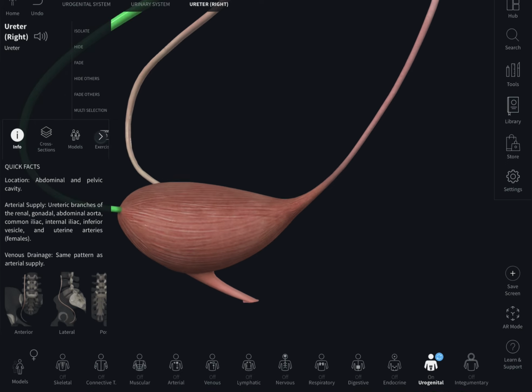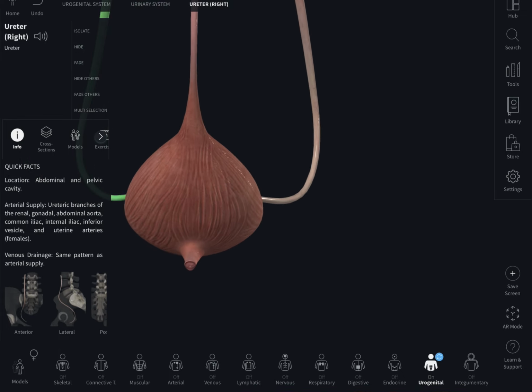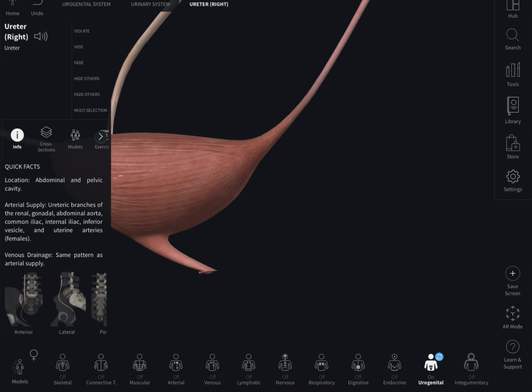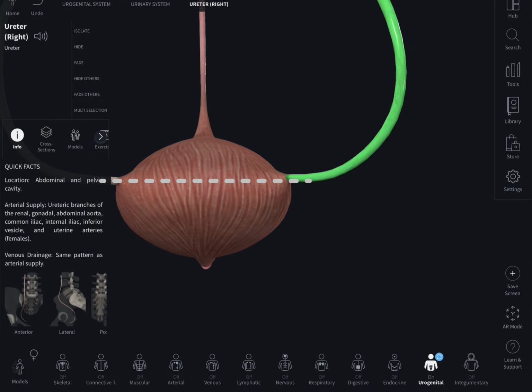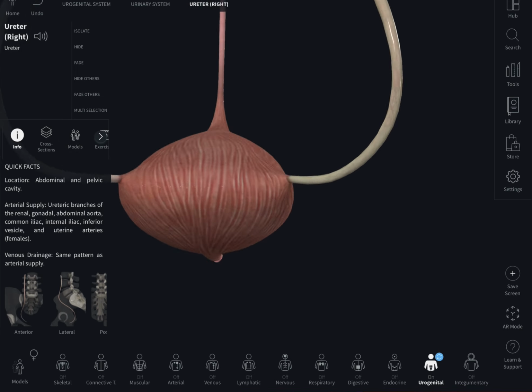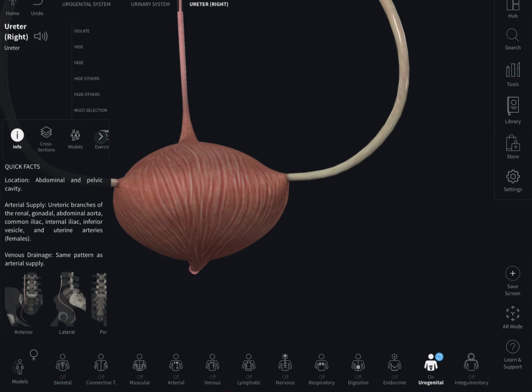So we are done with the two lateral borders and one anterior border. Anterior border is present over here below the apex, the whole anterior border runs down. And lastly the posterior border. The posterior border will separate the superior surface and the base of the urinary bladder. This was the superior surface, this was the base or the fundus, and the border which separates these two surfaces is the posterior border.